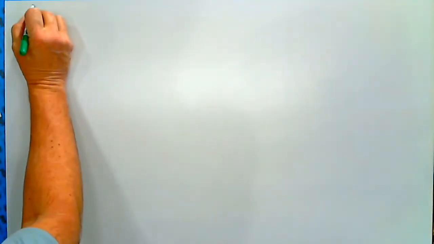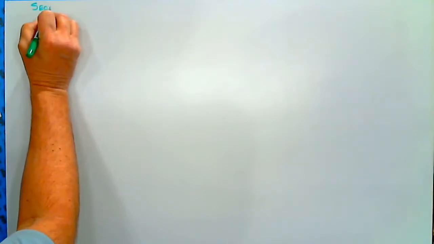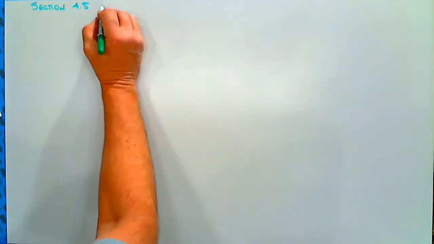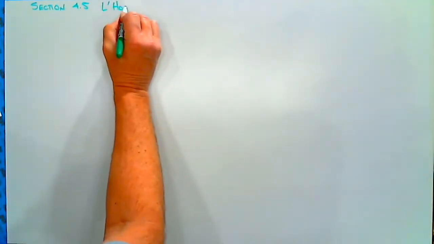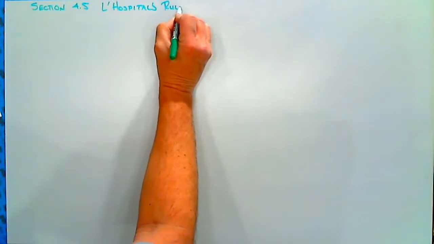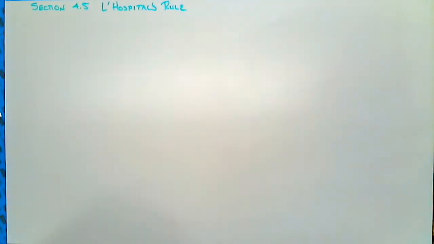Okay, in this video, I'm going to answer some questions, solve some homework problems from section 4.5. Section 4.5 in our textbook is L'Hopital's rule and other indeterminate forms. So I'm just going to pick a hodgepodge of questions out of the homework, try to do a few of each type, make sure that we're all comfortable with L'Hopital's rule.